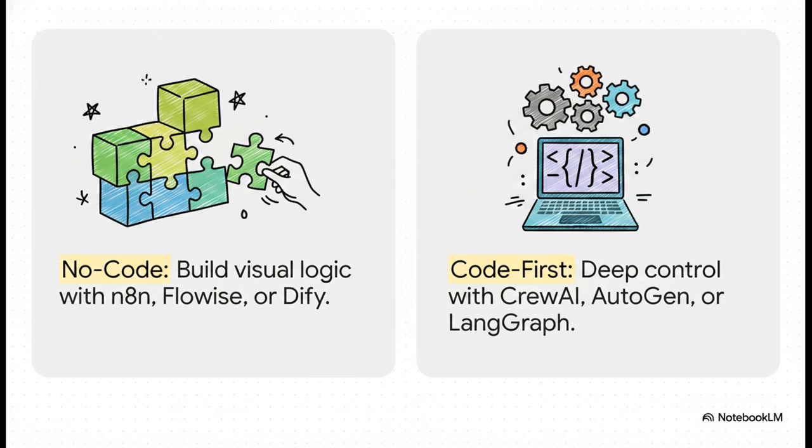But alternatively, there's the code-first approach. If you want to dive deeper and have full granular control using Python, you'll want tools like CrewAI, AutoGen, or LangGraph. CrewAI lets you build entire teams of agents, AutoGen lets those agents talk to each other, and LangGraph gives you absolute control over logic and memory. This path is where you truly start thinking like a seasoned AI engineer.